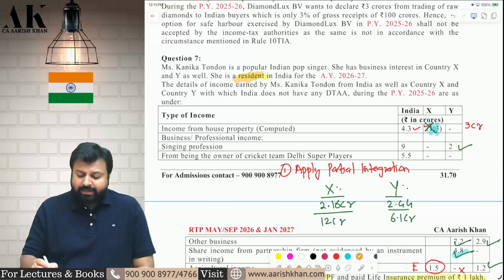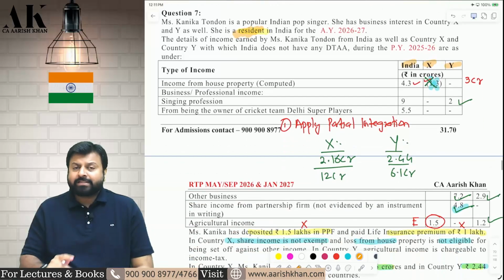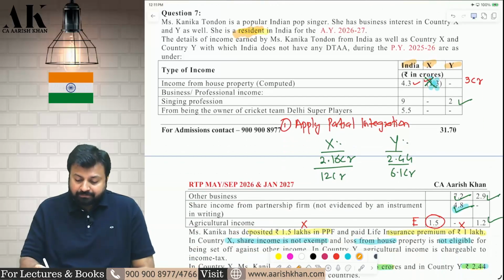Kanika is a resident. She is earning income from India, country X, and country Y. She is following the default regime, the new regime. We need to find out the net tax liability of Kanika. So let's try to compute the total income of Kanika first.